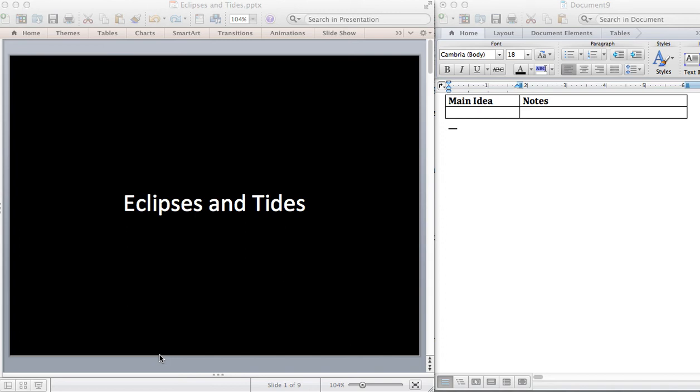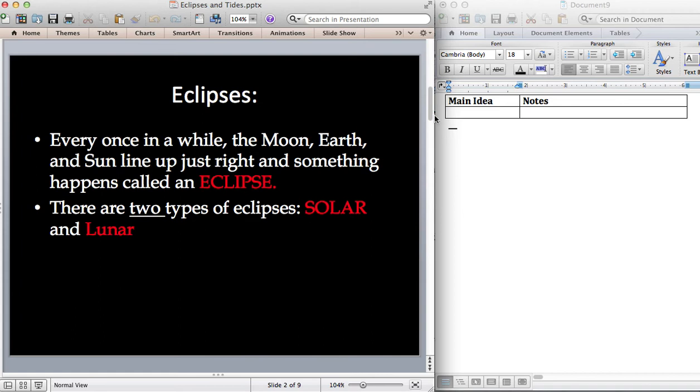Today's topic is eclipses and tides. Eclipses we've kind of touched on when we looked at phases of the moon, but we're going to go into the details of how they happen, and we're also going to talk about the tides and where tides come from. So let's go ahead and get started. We'll start with eclipses.